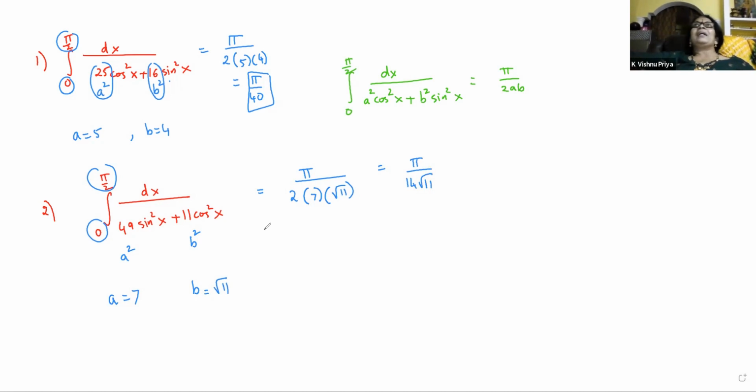Let us take another problem of the same kind. I will erase the screen. Now this time you have to do along with me. Integral 0 to pi by 2, dx by 36 cos square x plus 4 sine square x. So this is also looking like the formula only.